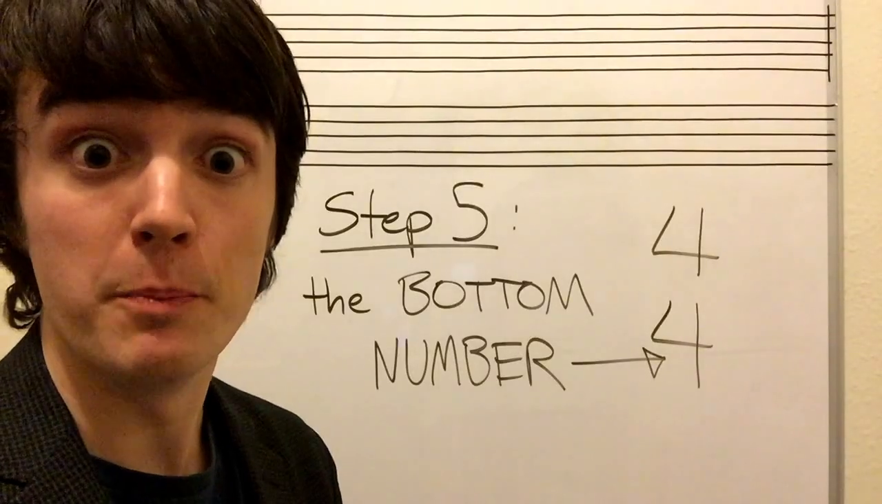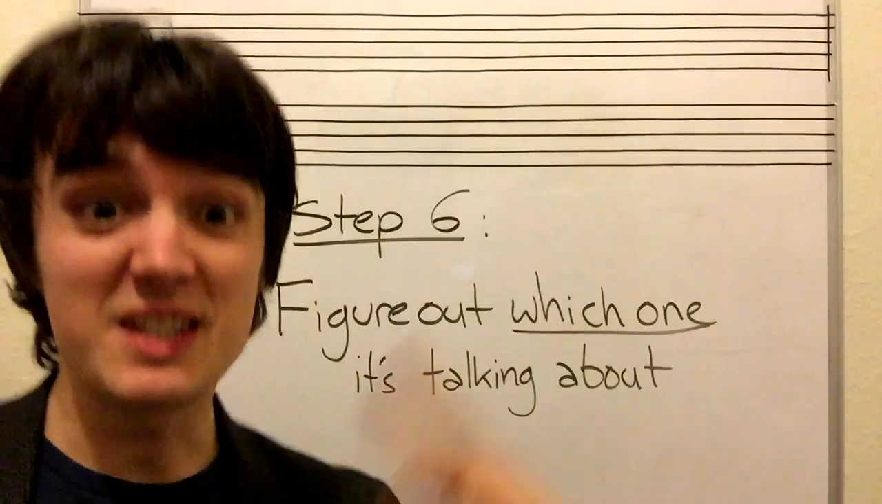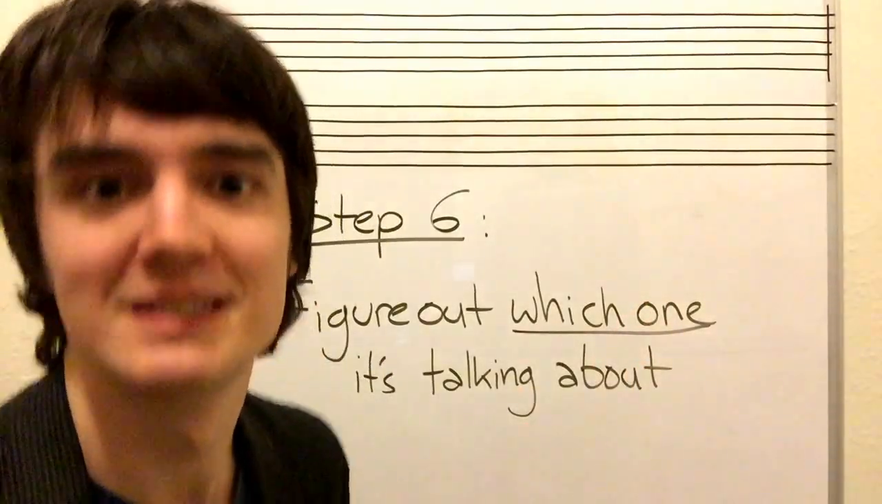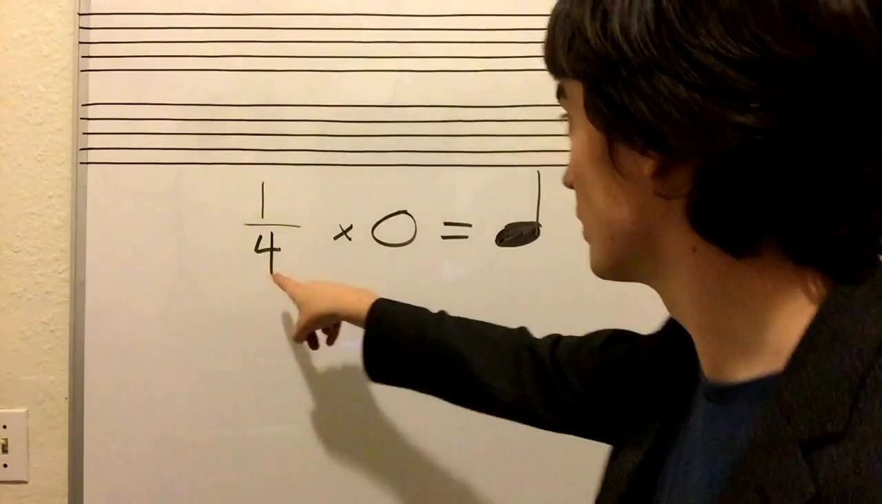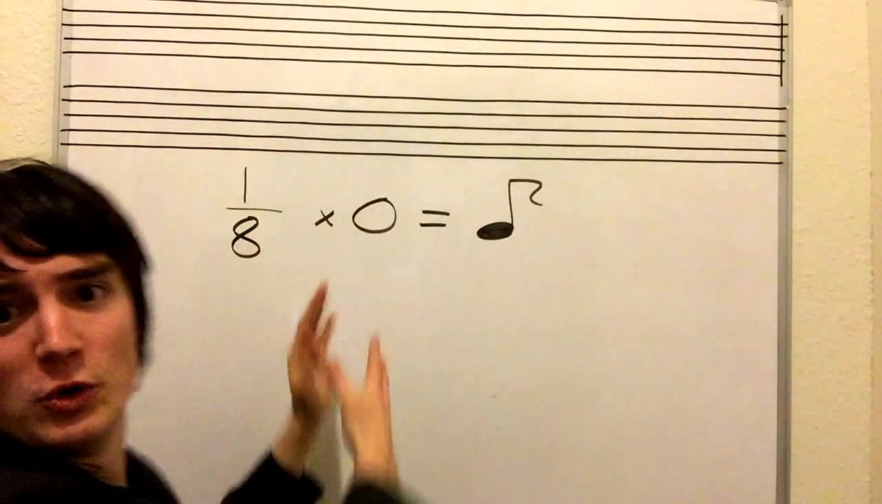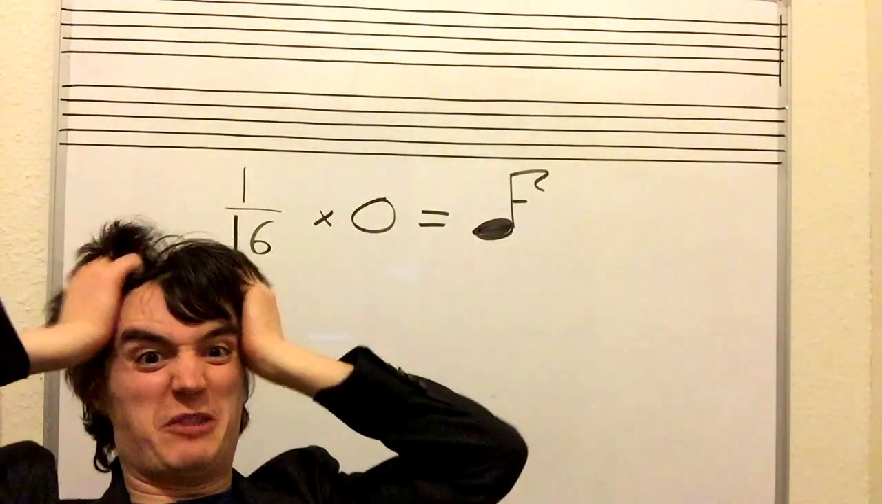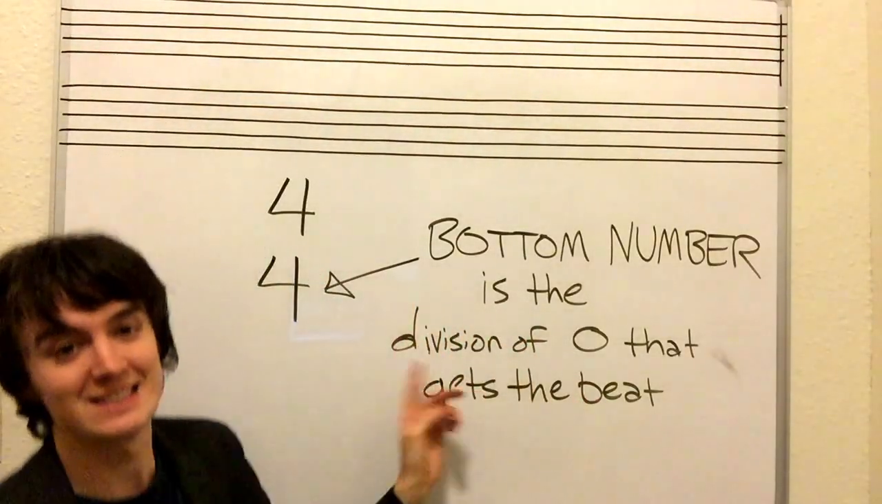Step 5, the bottom number. It's the division of the whole note that gets the beat. Step 6, figure out which one it's talking about. Think of it like a fraction. 1/2 of a whole note is a half note, 1/4 of a whole note is a quarter note, 1/8 of a whole note equals an eighth note, 1/16 equals a 16th note. So the bottom number is the division of the whole note against the beat.